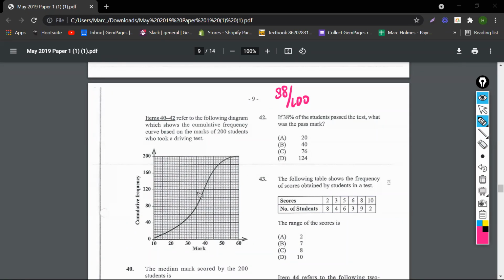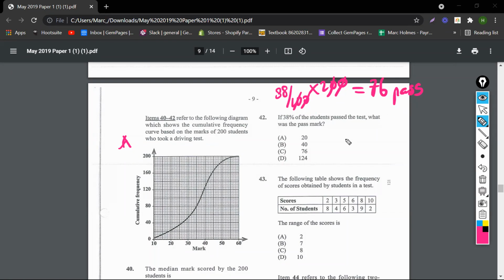Oh, okay, we're using the same graph. It's the same thing, 40 to 42. So we need to look at the graph to check. 38% of the students pass the test. What's the pass mark then? 38% of the 200 students pass. So 38% of 200 students would be 60 plus 16, 76 students. So 76 students pass.